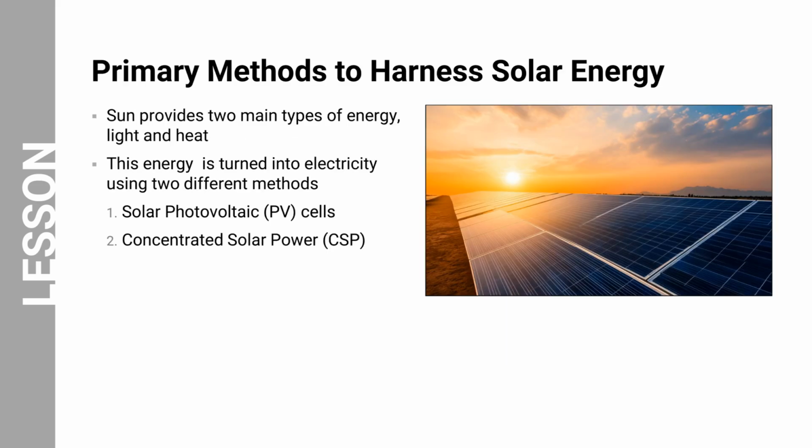Solar energy has two primary forms: light and heat. We can turn this energy into electricity using two different methods. They are solar photovoltaic, PV cells, and concentrated solar power, abbreviated as CSP. The first method is solar photovoltaic cells that turn light into electricity. The next method is concentrated solar power that turns heat into electricity.